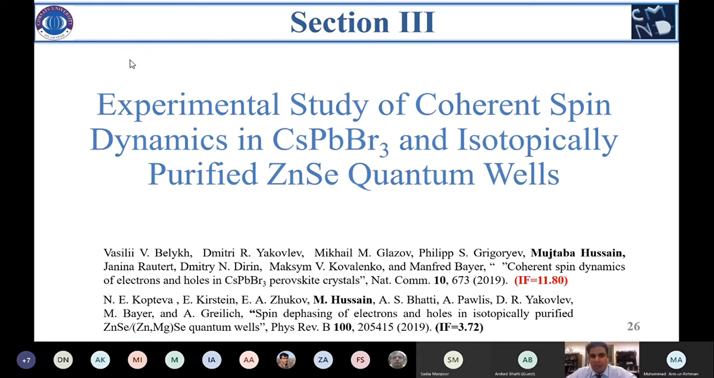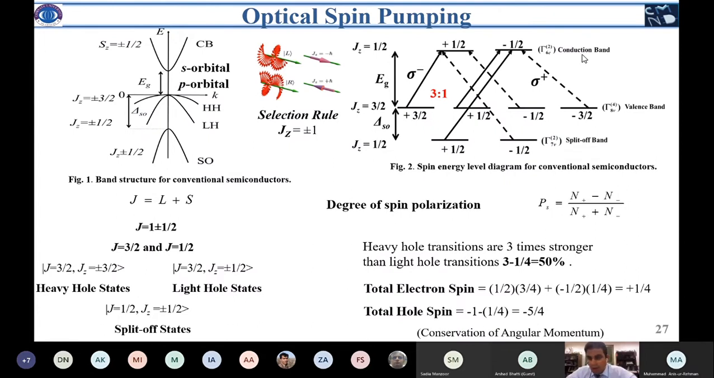on coherent spin dynamics, and it was carried out on 2 samples. The first one being cesium lead bromide, and the second one was the isotopically purified zinc selenide quantum wells. Okay, before that, now I'll try to answer those questions that were posed before.